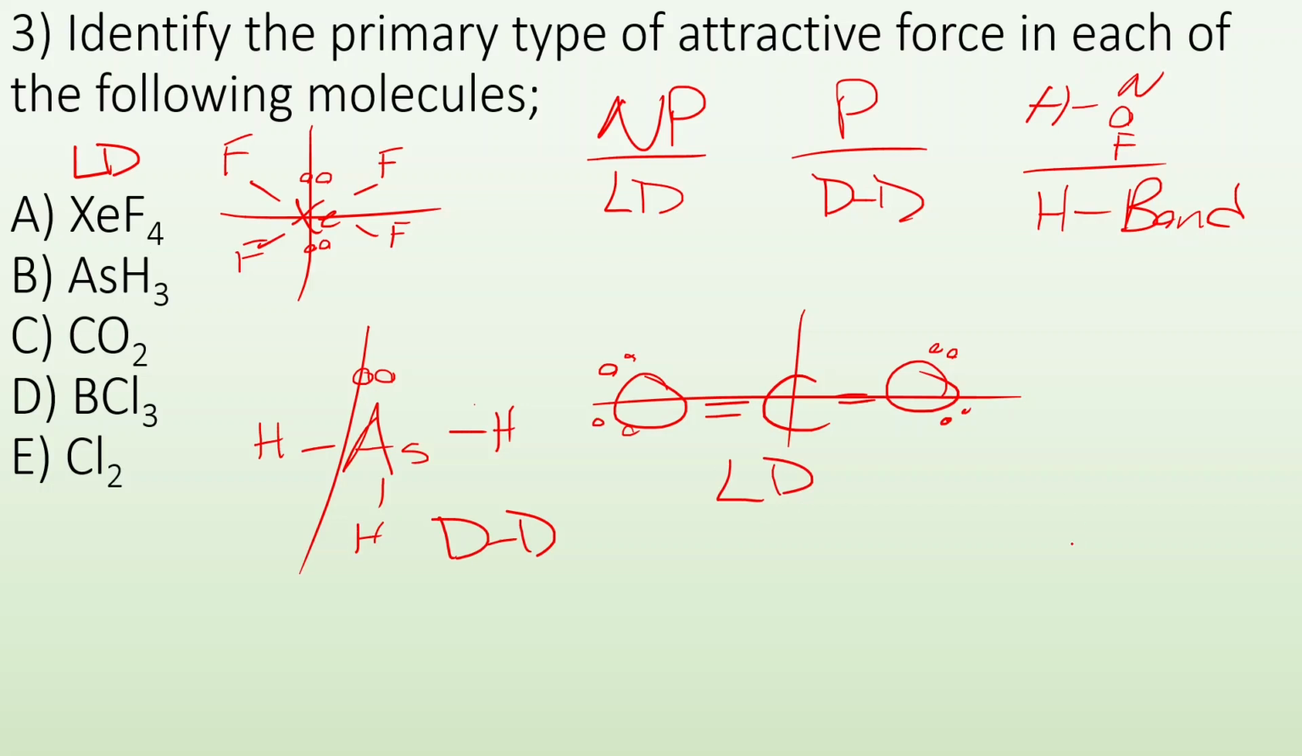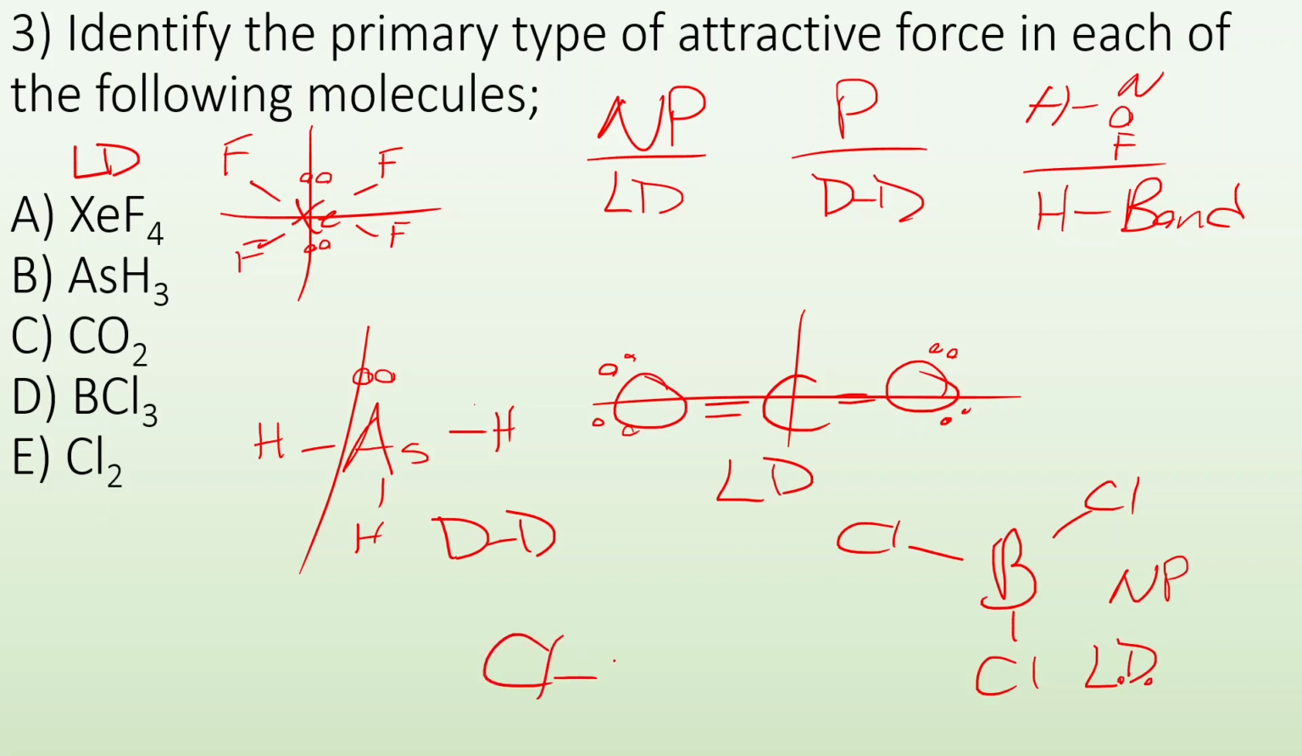All right, BCl3, draw the Lewis structure. I got B, I got three Cl's, and that's going to be it. It's going to be this trigonal planar, nice symmetric molecule, which is going to tell me that it is nonpolar, which means that it has London dispersion forces only. All right, Cl2 is going to be pretty similar. Cl single bond with the lone pairs of electrons around it, which tells me that it is a nonpolar molecule, which tells me that its attractive force is London dispersion.